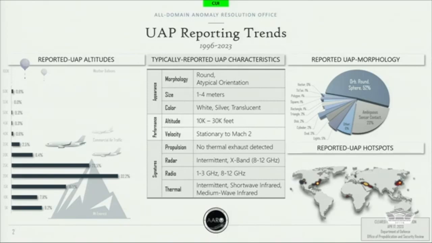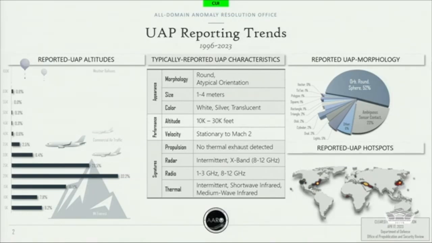On the far right upper corner, you'll see a breakout of the morphologies of all of the UAP that are reported. Over half, about 52% of what's been reported to us are round orb spheres. The rest break out into all kinds of different other shapes. The gray box is essentially there's no data on what its shape is. Either it wasn't reported or the sensor did not collect it.